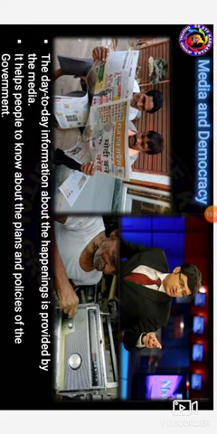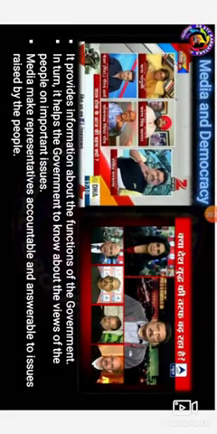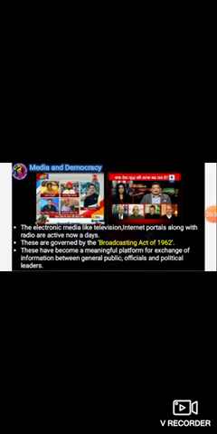And the next, the media and democracy. Day by day, the information about happenings provided by the media helps the people to know about the plans and policies of the government. It provides information about the functions of the government. The media makes representatives accountable and answerable to issues raised by the people.